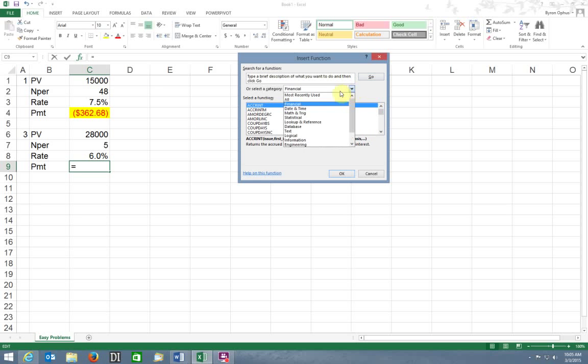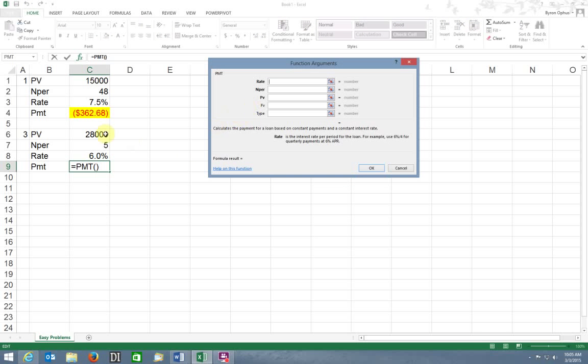I can go to my most recently used because it should be at the top now, and it is payment. So my rate, but again, that's an annual rate, and I'm going to make quarterly payments on this one. And so if this is my annual rate, what's my quarterly rate going to be? Well, I'm going to divide it just by 4, right?